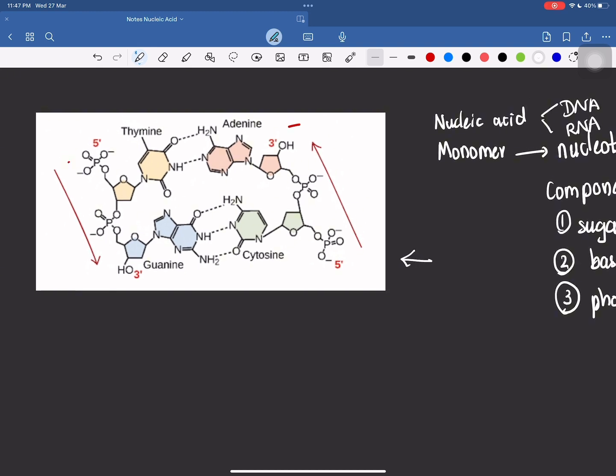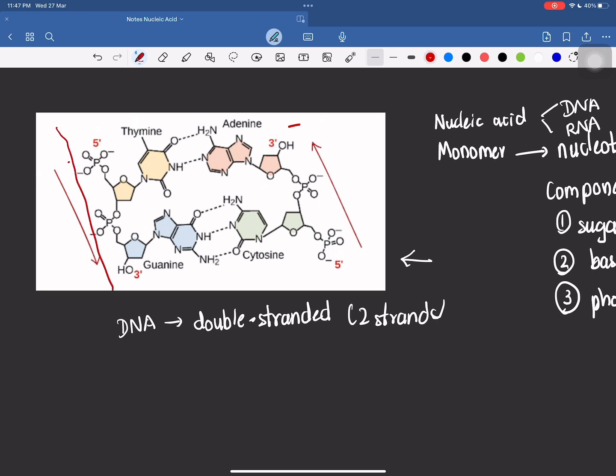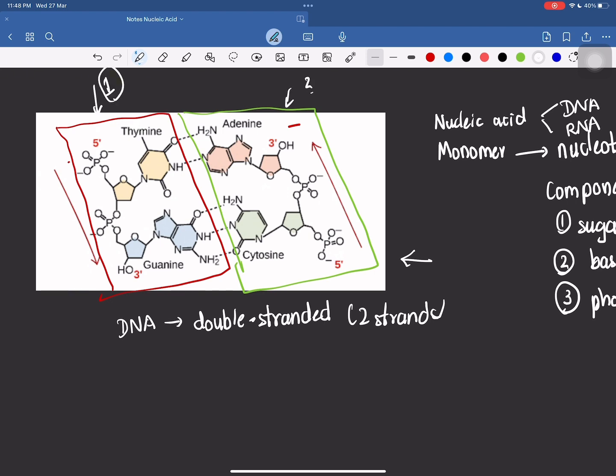Remember that DNA is double-stranded, which means there should be two strands. Let's see the figure. Let me draw in the red box. It is one strand. Another strand I draw in the green box. Hope you guys can see there are two strands. Here is the one strand, and here is the second strand.